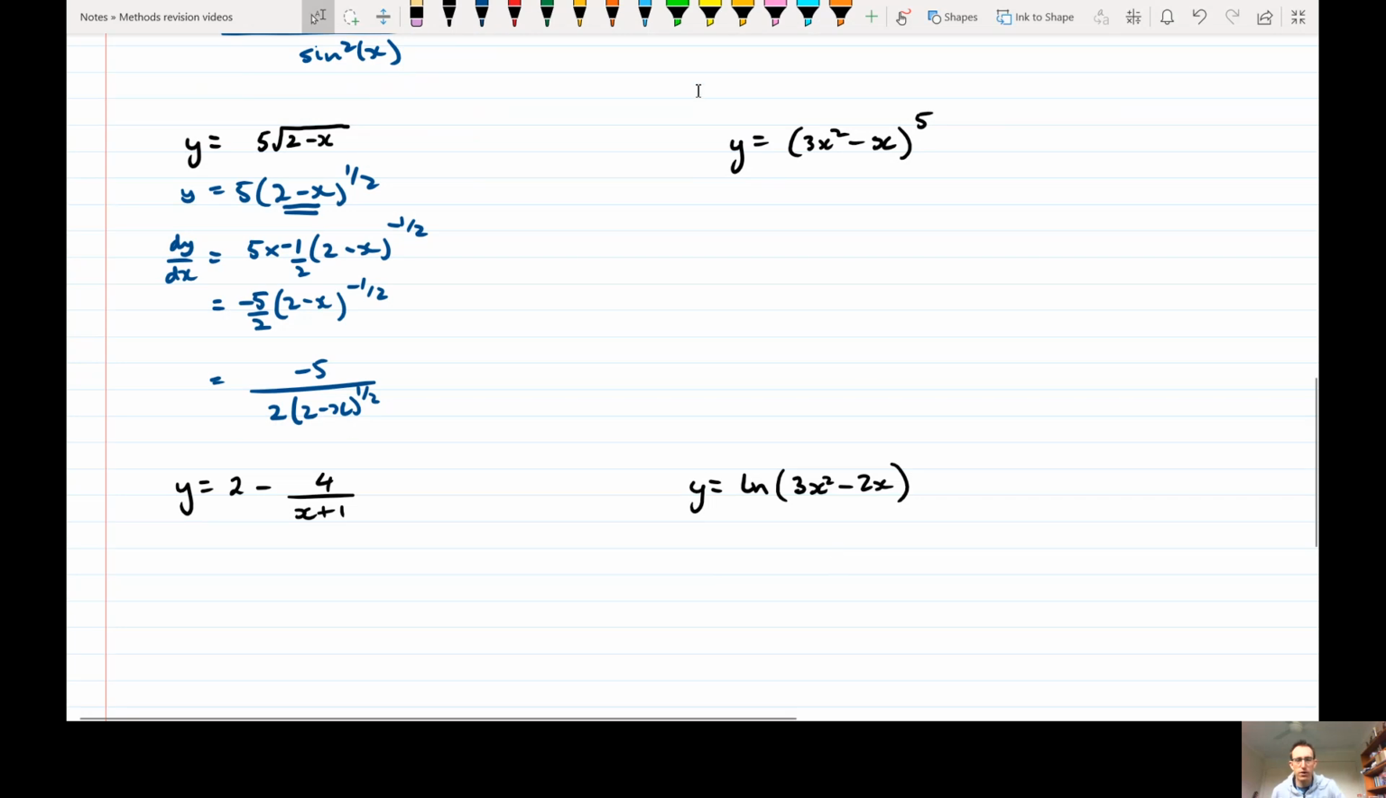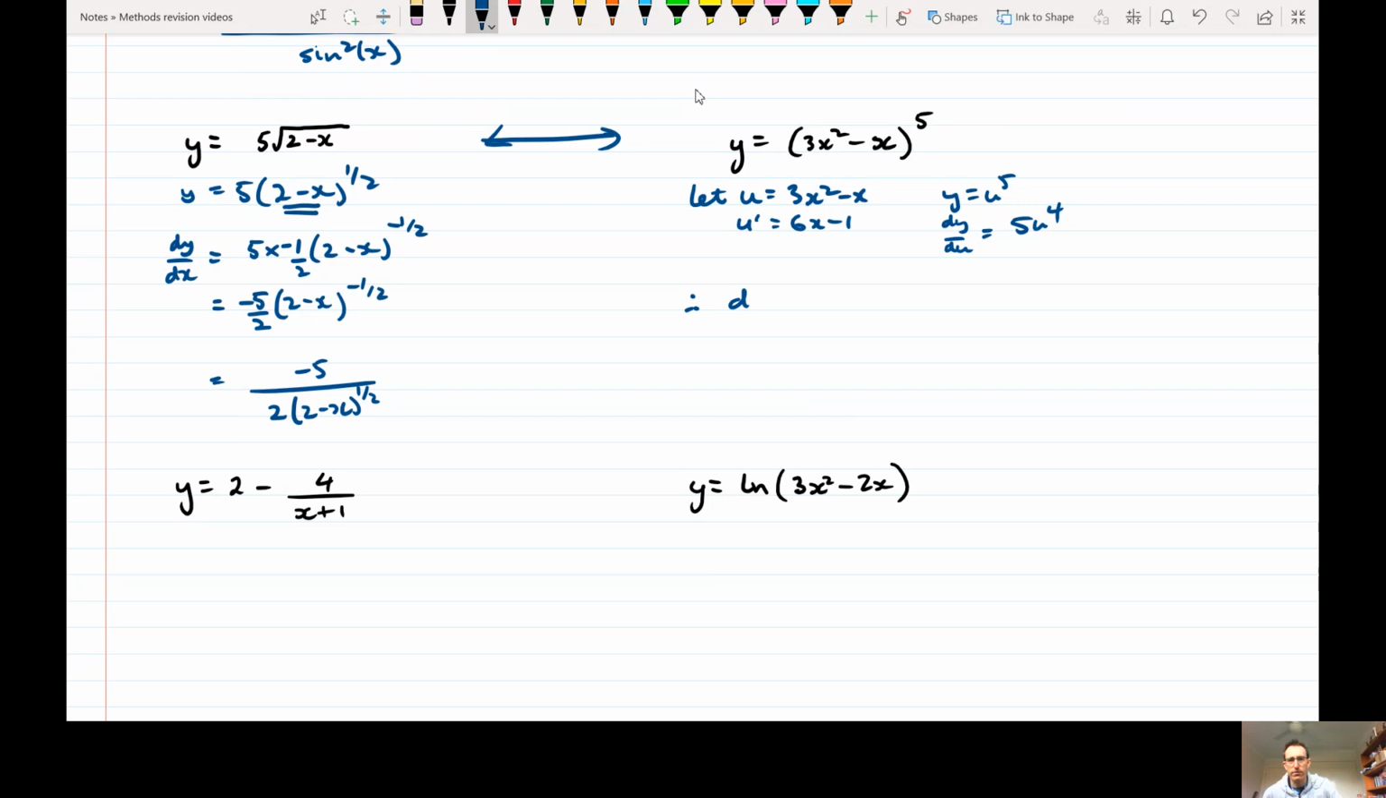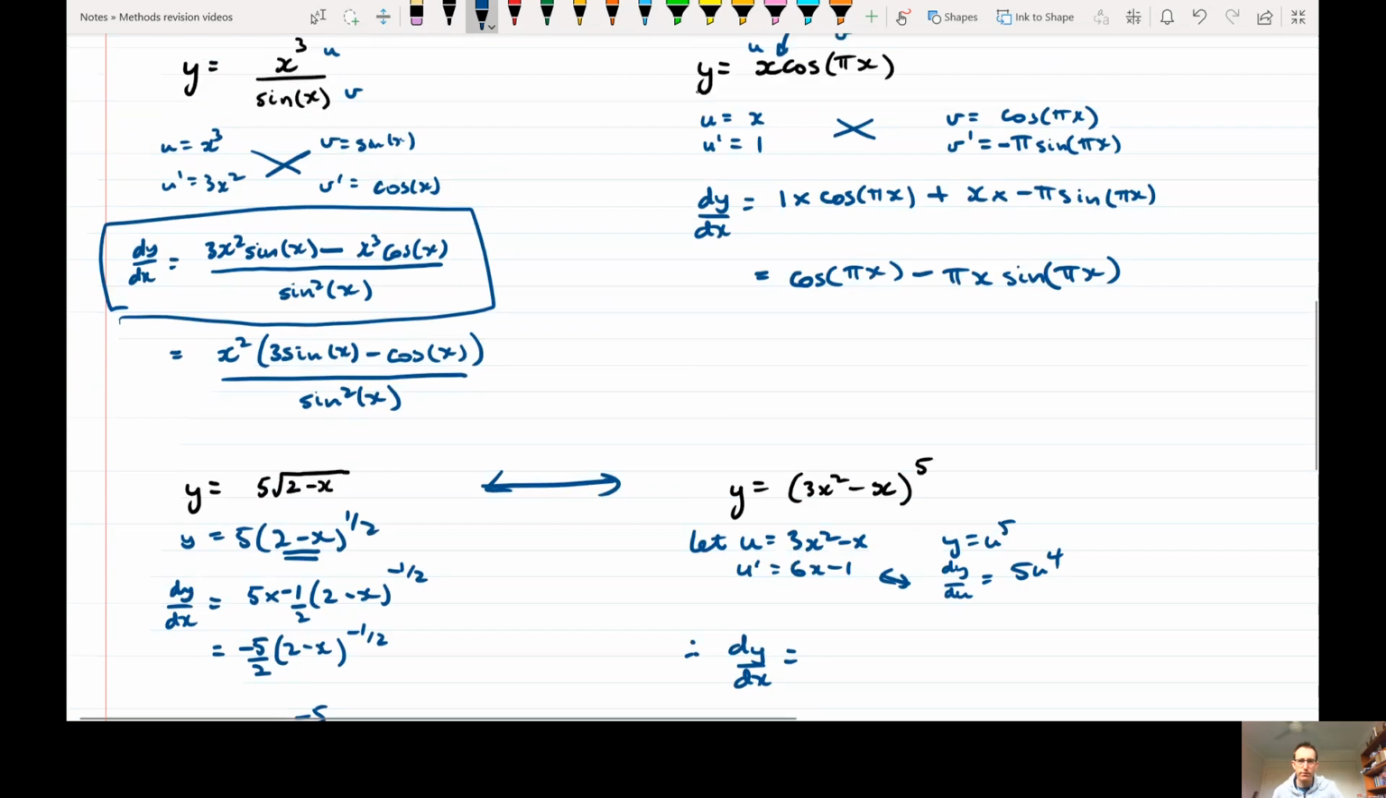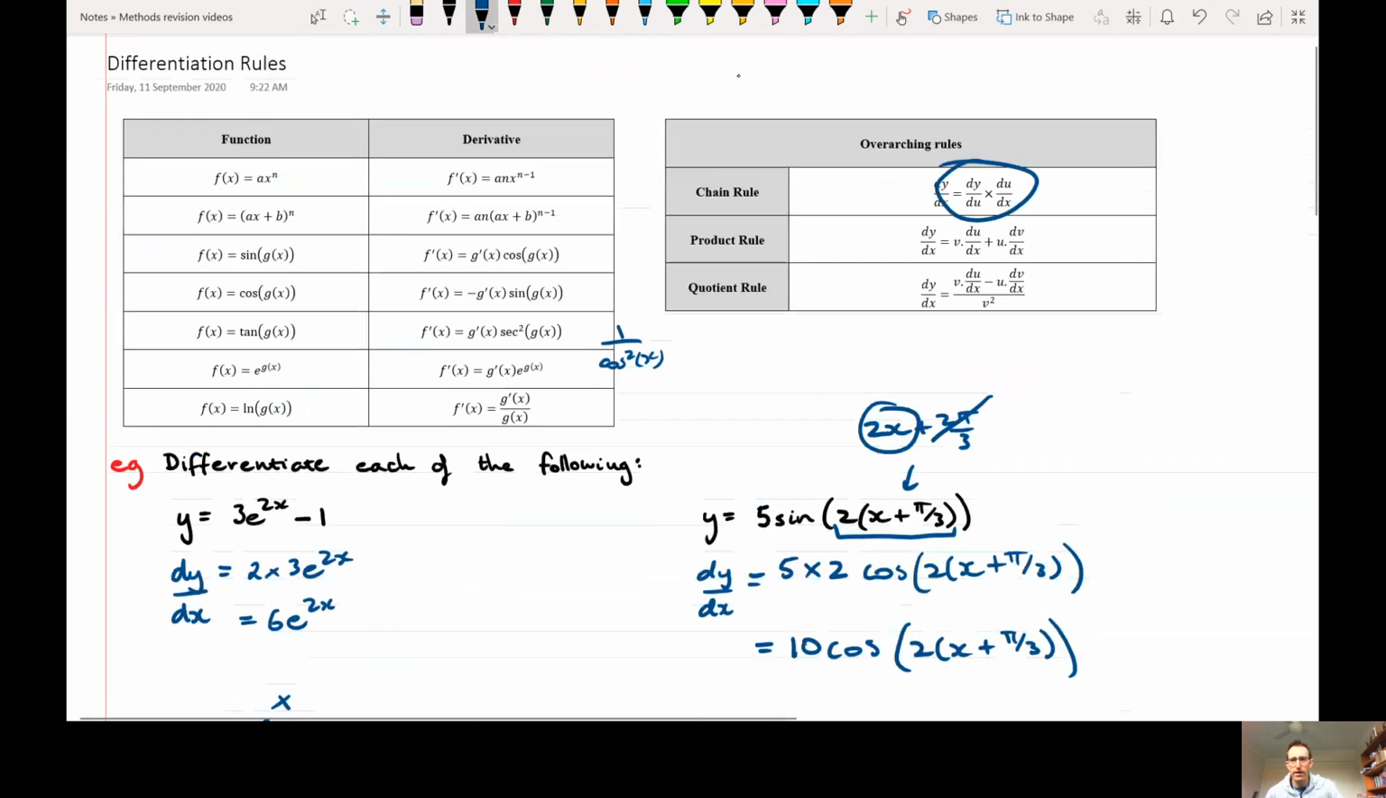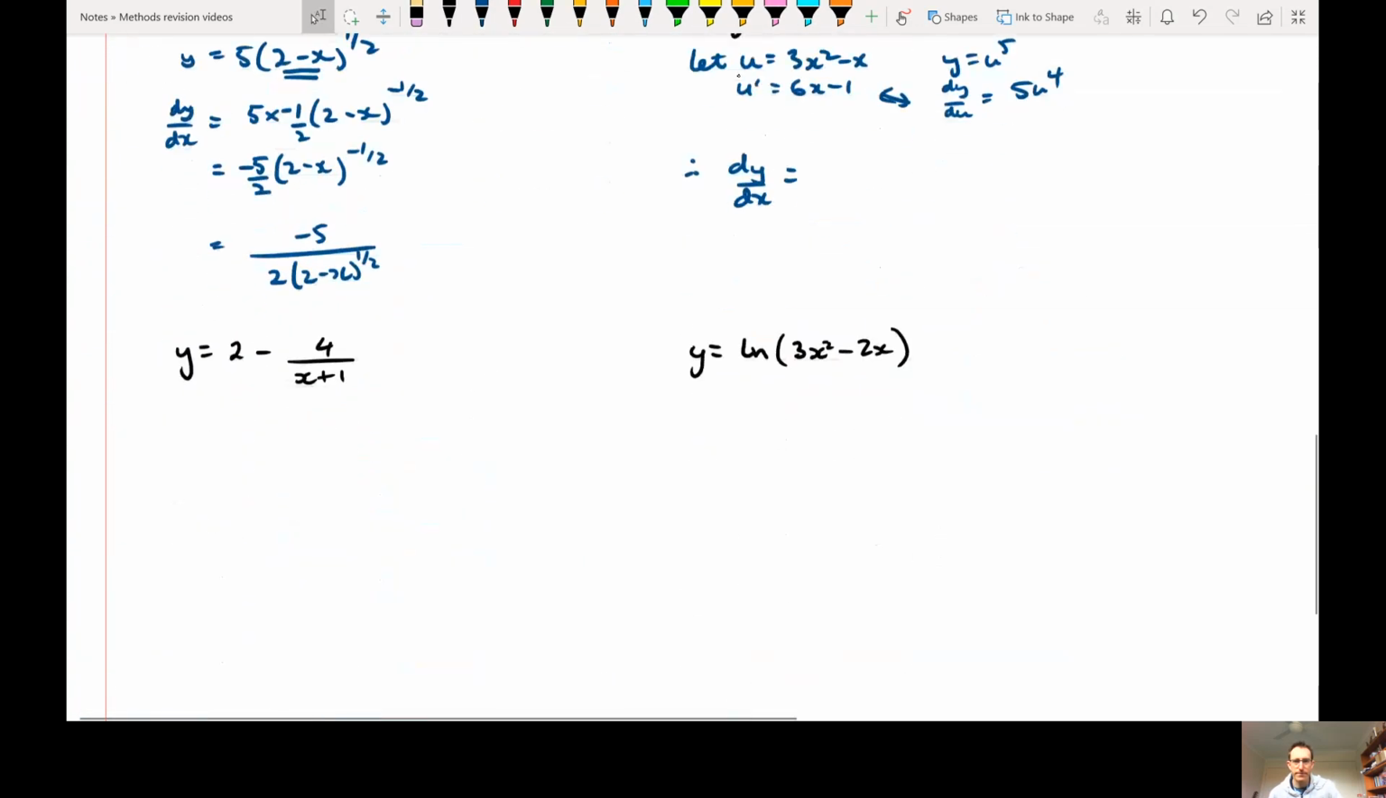I will use the chain rule for this other one here because these two are the same thing, except they had a power of a half and this is a power of 5. So I'm going to actually use the chain rule in this case rather than doing a shortcut. So I'm going to let u equal 3x squared minus x. So the derivative then is 6x minus 1. y is u to the 5. So the derivative, y dash, is 5 u to the 4. Therefore, the derivative is these two multiplied, because that's what the chain rule tells us, remember?